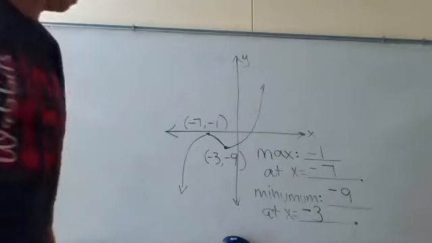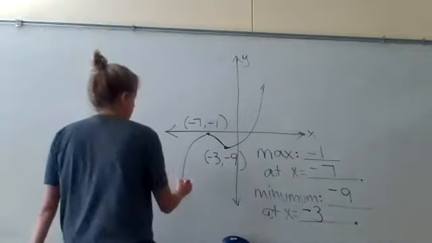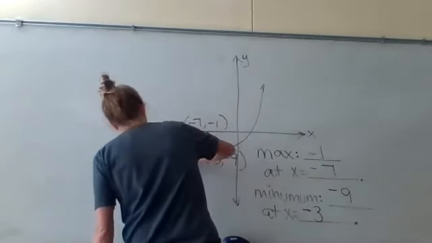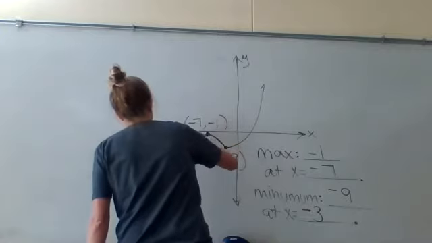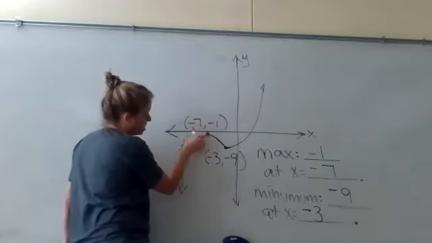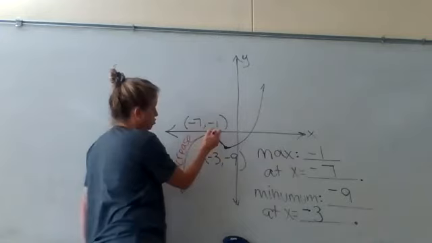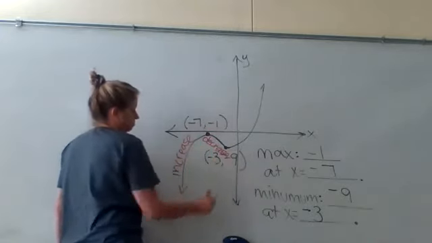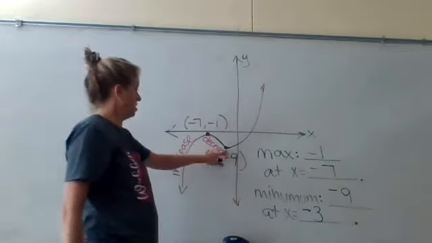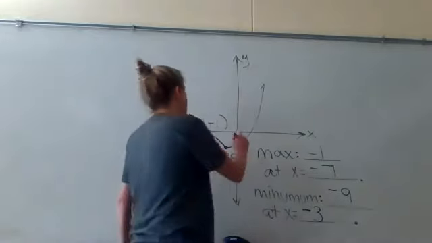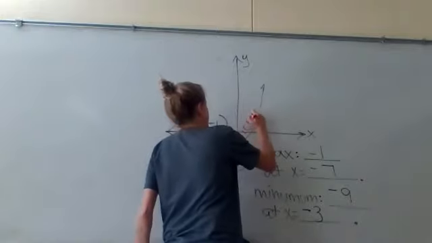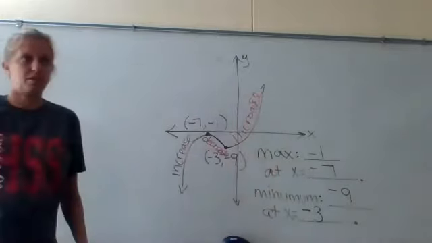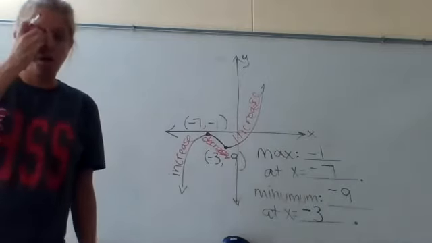And then again, it's going to talk about increasing and decreasing. So look, the y values are going up until it gets to the maximum. So this is an increase. And when it gets here, it starts going down. So this little spot in between those 2 points is where it's decreasing. And again, once it gets to this point, it starts going up again. So that is another increase.